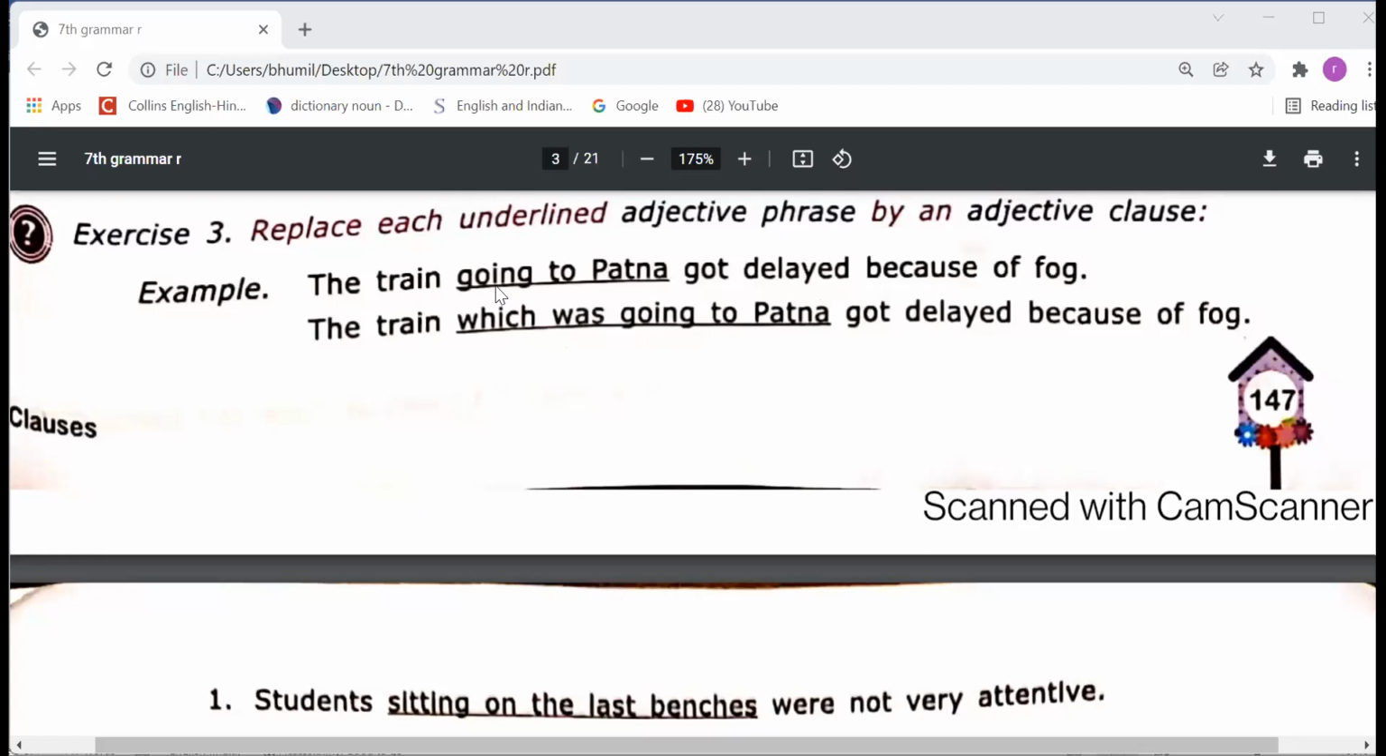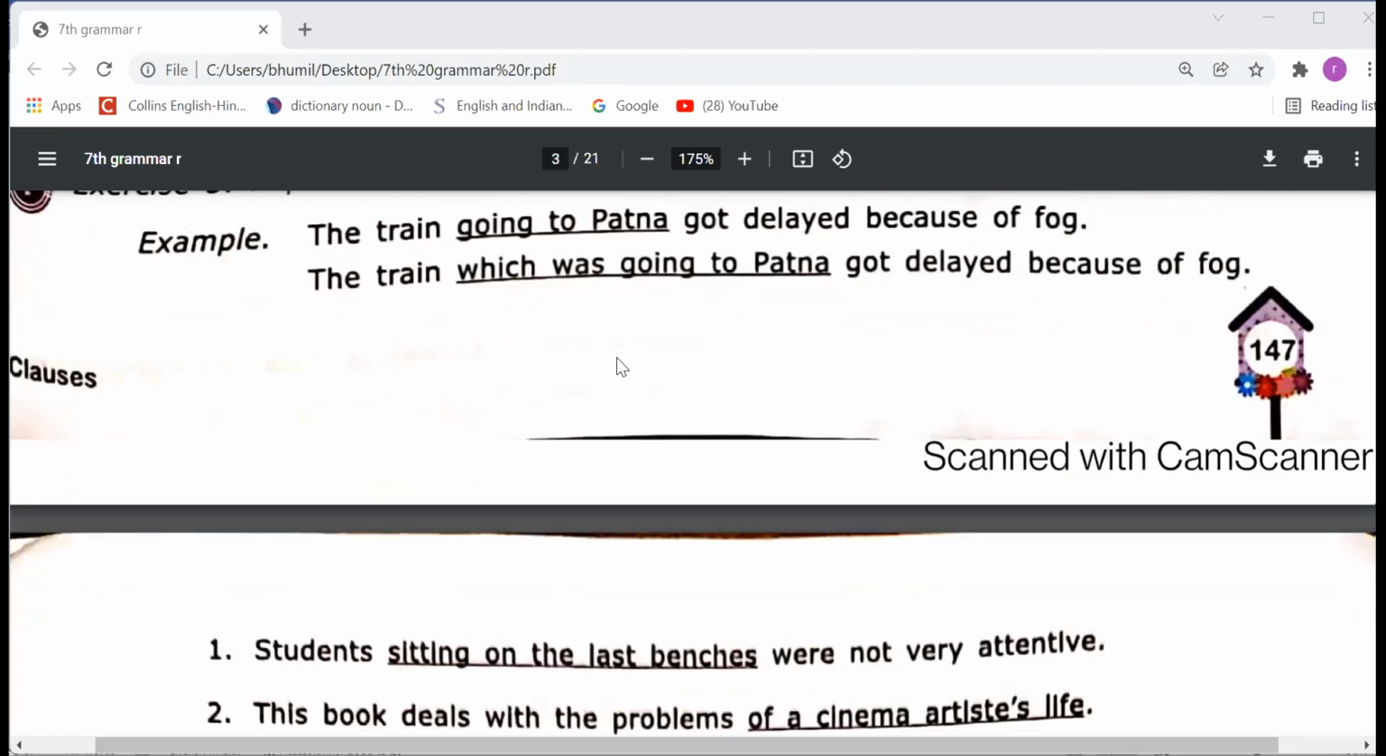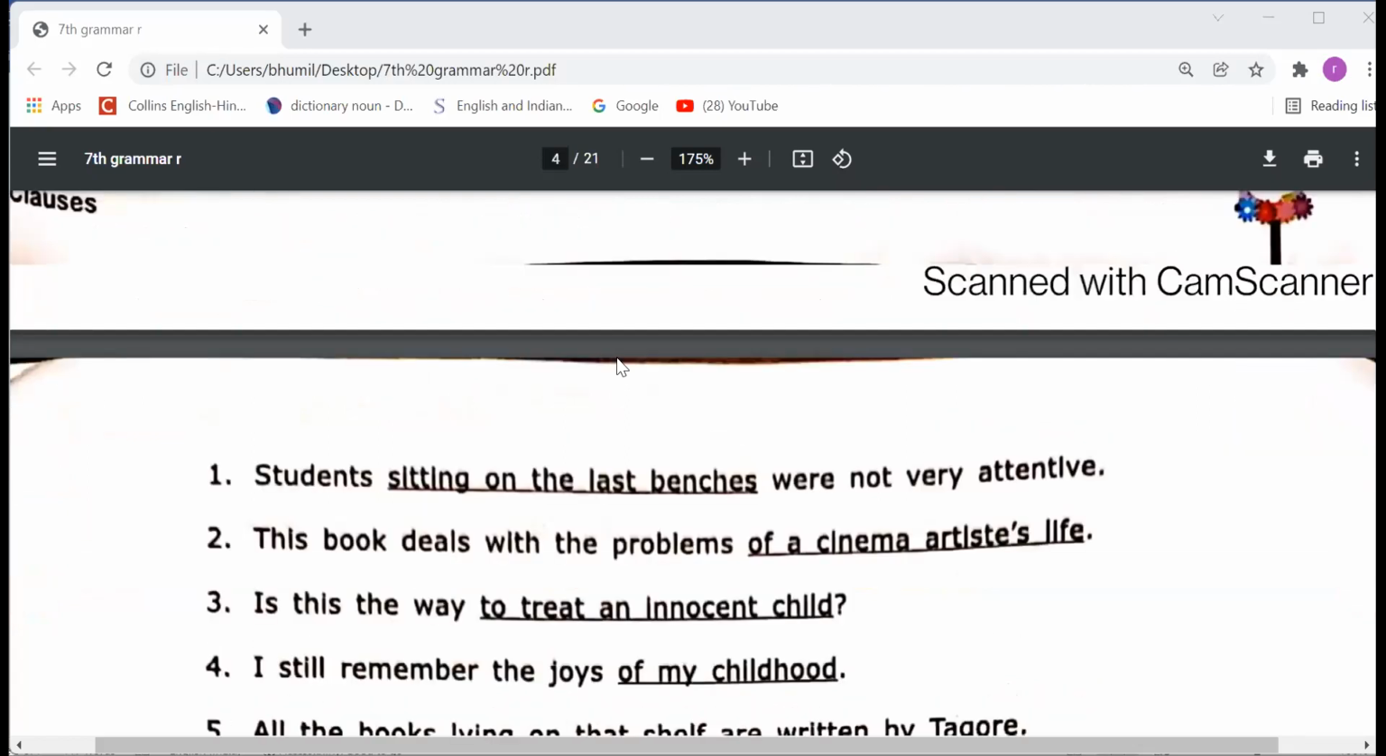So this part is an adjective phrase. So instead of this, we have to fill here an adjective clause. So we have done here the train which was going to Patna. This is a phrase, this is a clause. Why? There is no subject and no finite verb. In this, there is a subject and there is a finite verb. That's why this part is also a clause. So in this way, we have to do this exercise.